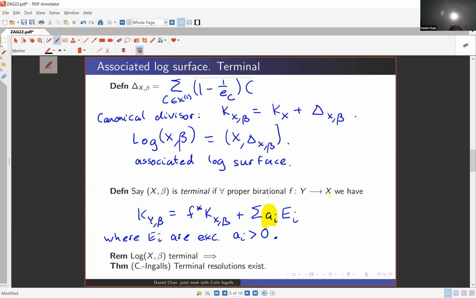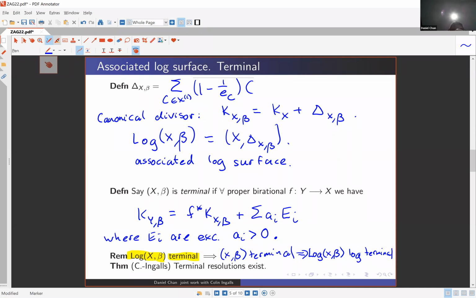So a priori, there's no reason why this should be an interesting thing, and I hope to convince you that this is indeed interesting. Let's compare with the notions that we have so far. How different is this X beta, this Brauer log surface, from the log surface? The first thing is that if the associated log surface is terminal, it's quite easy to see that then X beta is terminal. And if X beta is terminal, then X beta is log terminal. These implications aren't too difficult.